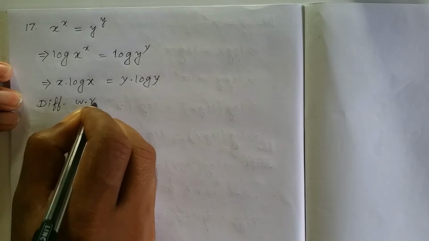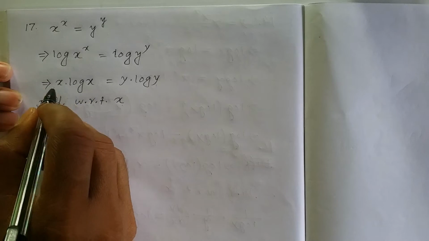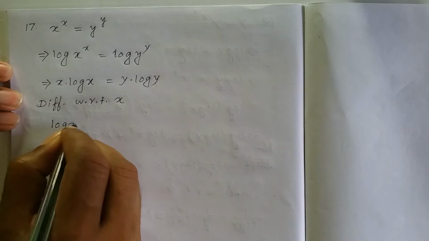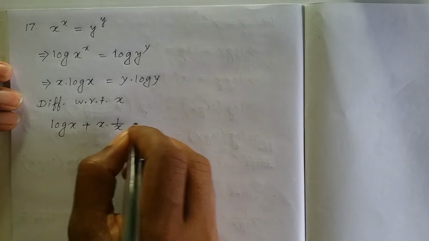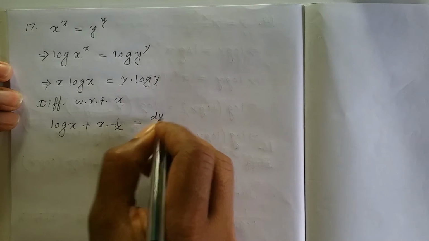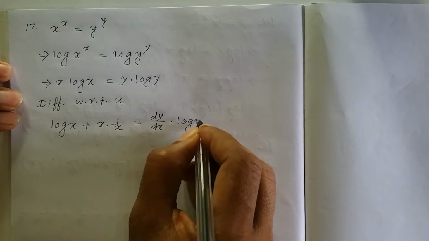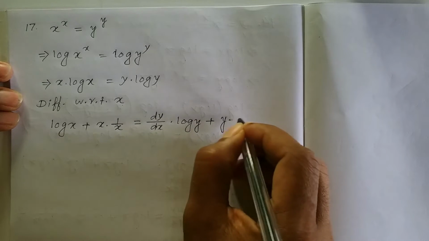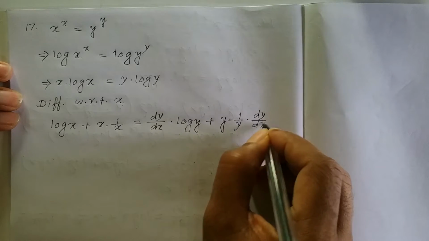with respect to x, the left hand side is the product of two functions, x into log x. So differentiation of x is 1. We have log x plus x into differentiation of log x, which is 1 by x. Going to the right hand side, differentiation of y is dy dx into log y remaining same. Then plus y remaining same and differentiation of log y is 1 by y, and for y you have to write dy dx.